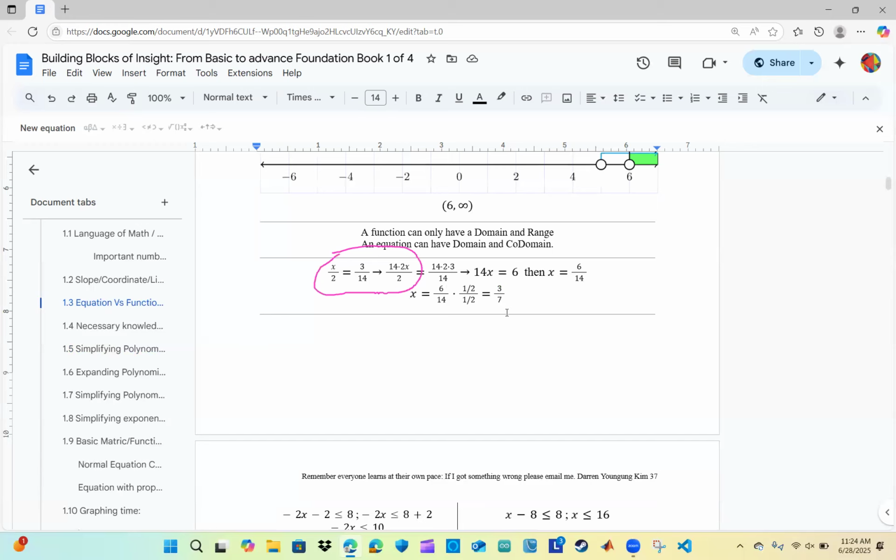So if I'm given this equation, you can manipulate things. You can do x divided by 2 equals 3 divided by 14, and you can multiply each side by 2, which gives x equals 3 divided by 7. I show all the steps here, but it's literally just multiplying both sides by 2.